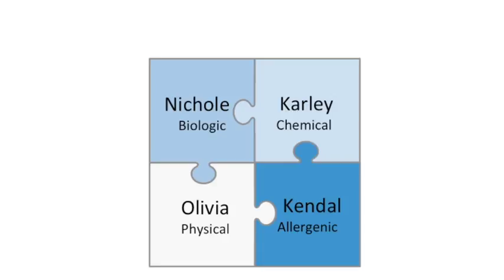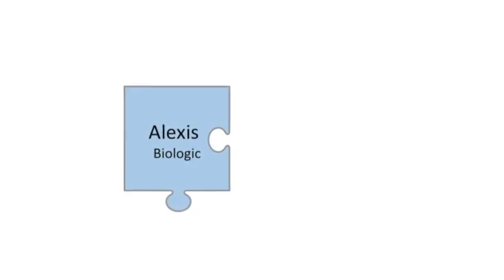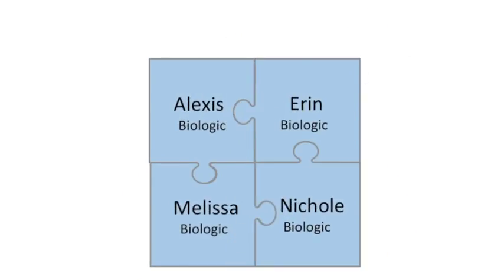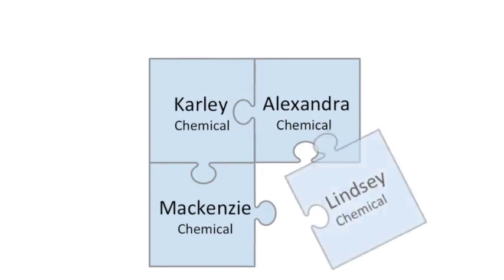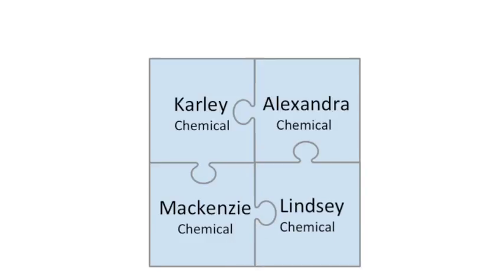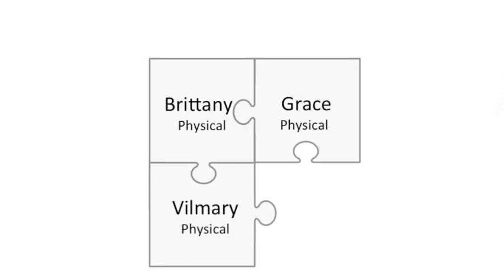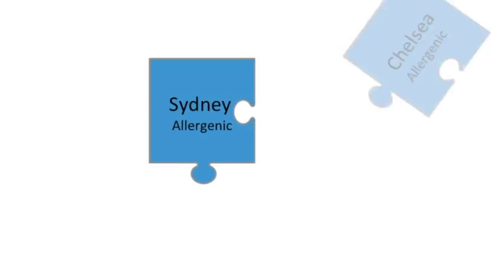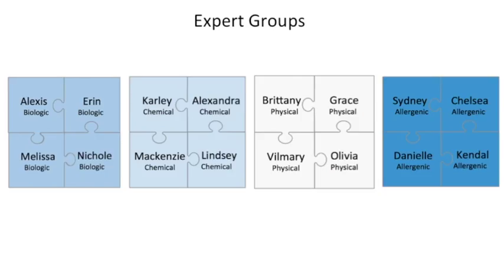All right, so now what's going to happen? Our groups are going to split up. Then they're going to come back together. Each of the students from the home groups that are assigned biologic are going to get together. Each of the members of the class that are assigned chemical are going to come together in another group. Same with the physical characteristic, and same with the allergenic. Now we have what are called our expert groups.